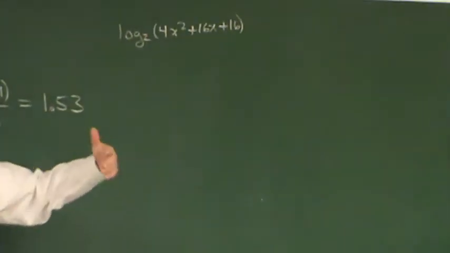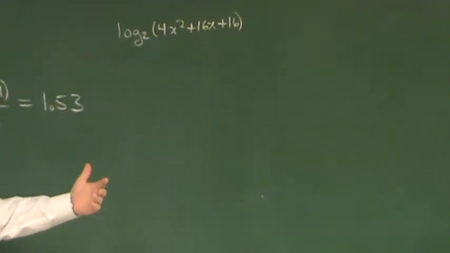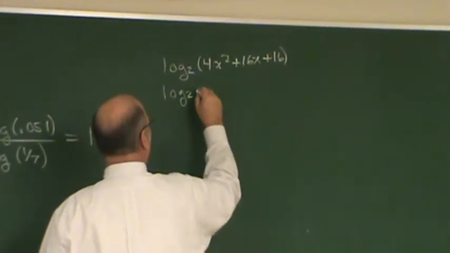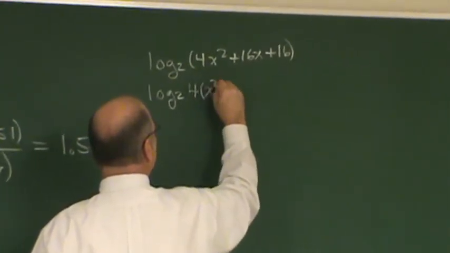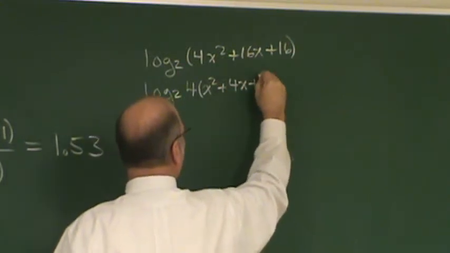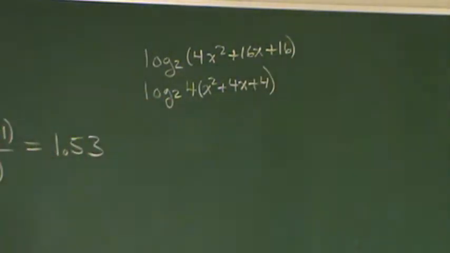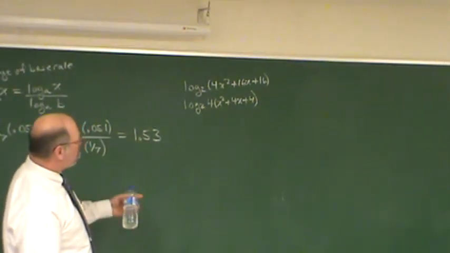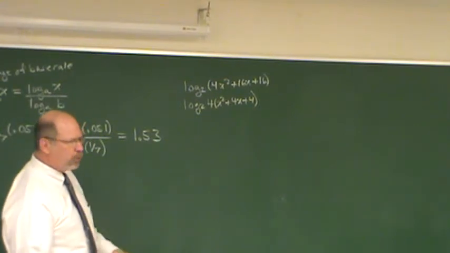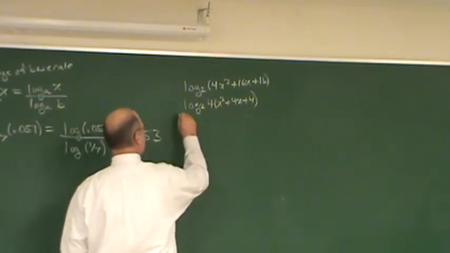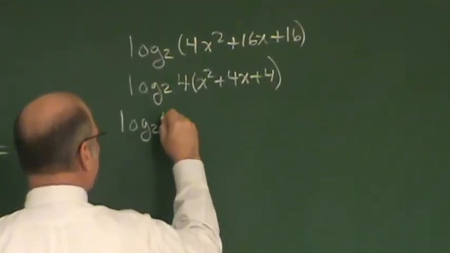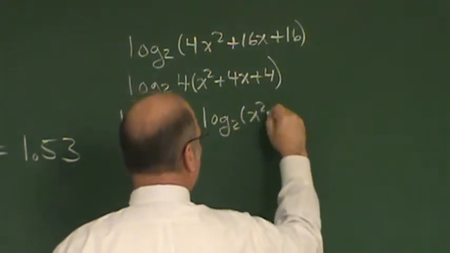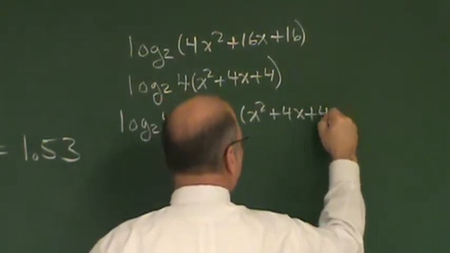And when you look at this argument, it's all addition or subtraction, isn't it? So you ought to be thinking, can you factor it? And if you look at this, it will factor, won't it? We can pull out a common factor of 4. We have the log base 2 of 4 times (x squared plus 4x plus 4). Now the 4 and the x squared plus 4x plus 4, those are 2 factors, and I can split that up. I can write this as the log base 2 of 4 plus the log base 2 of (x squared plus 4x plus 4).